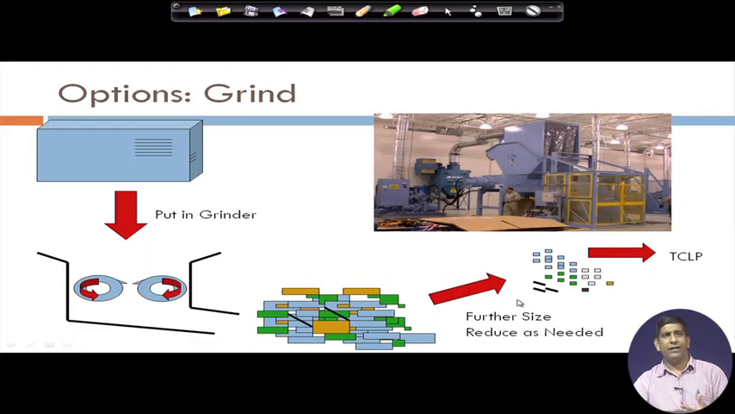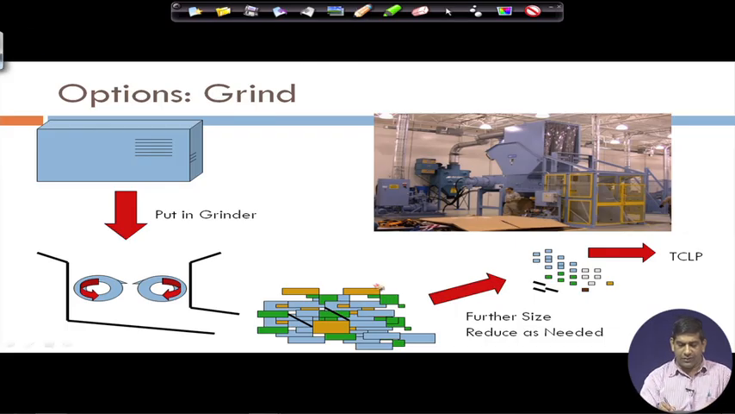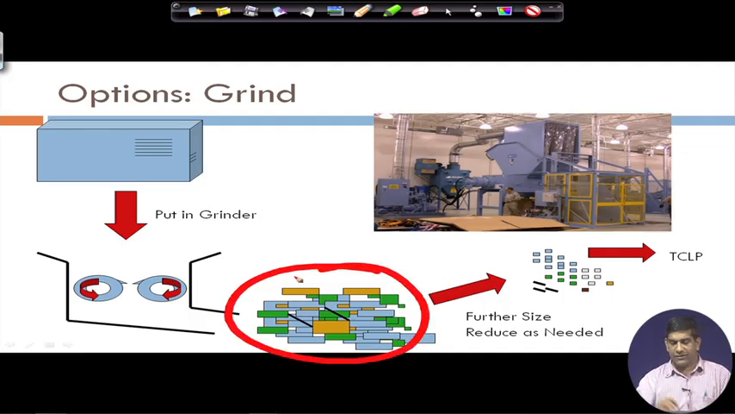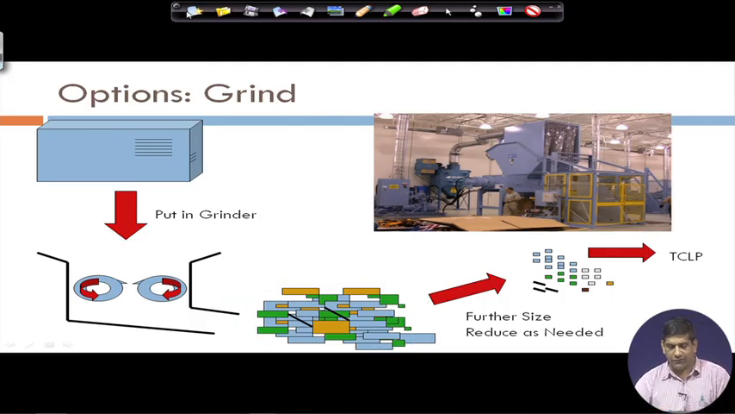The other option is to grind it, where you put the sample through a grinder, and then you get this kind of sample after the grinding, and then you can further size reduce it to do the TCLP test.